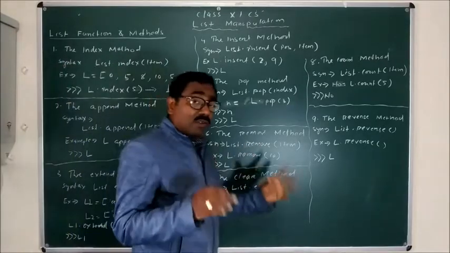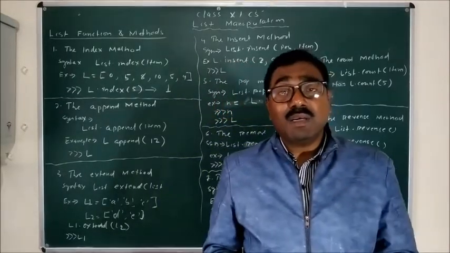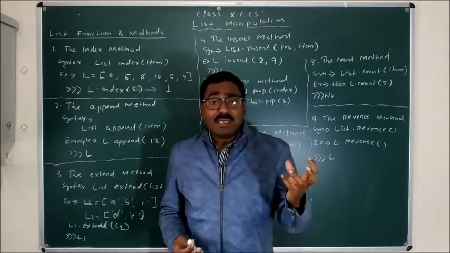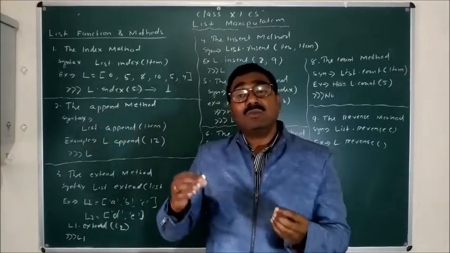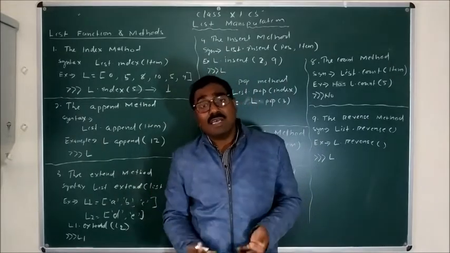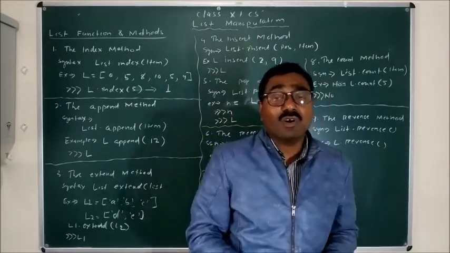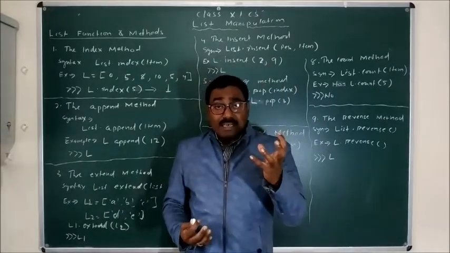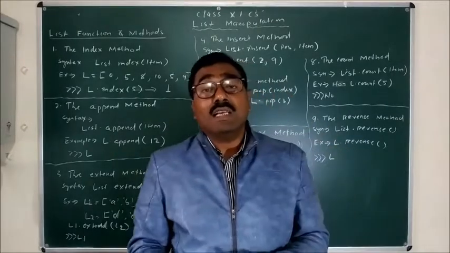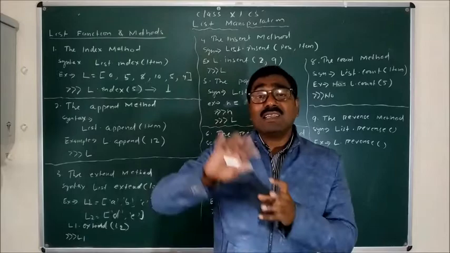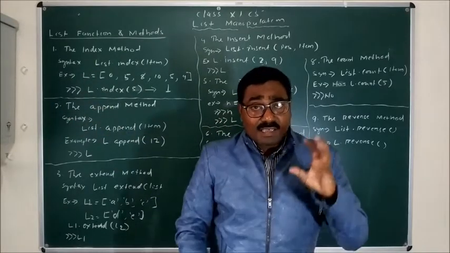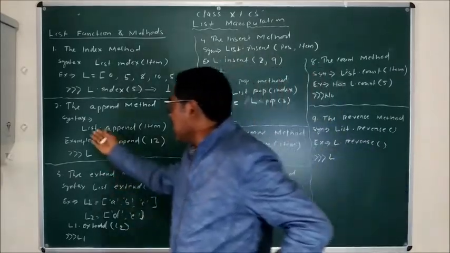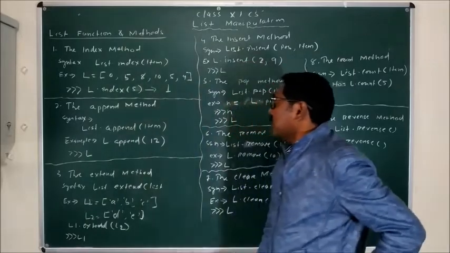The append method is a very useful method. It is used to add a value or an item to the end of an existing list. Suppose you have already created a list and initialized some values, and then you forgot to insert one more element and you want to insert it at the end of the list. That can be done using the append method. The syntax of the append method is list dot append, then whatever item you want to insert.